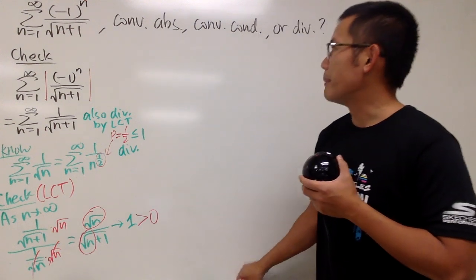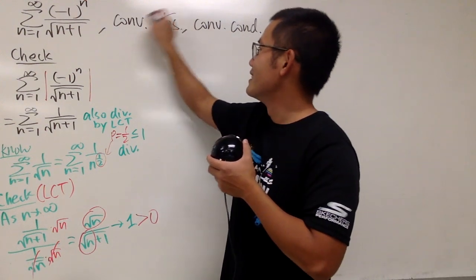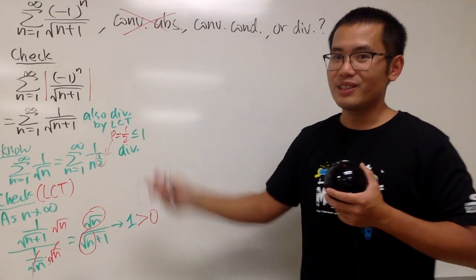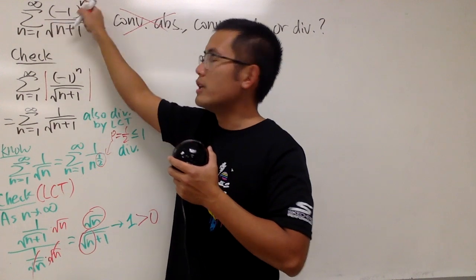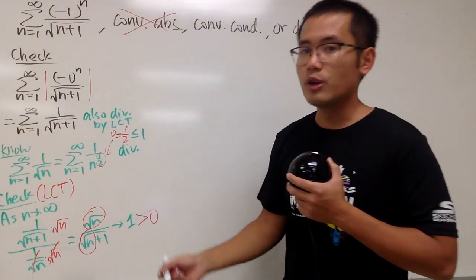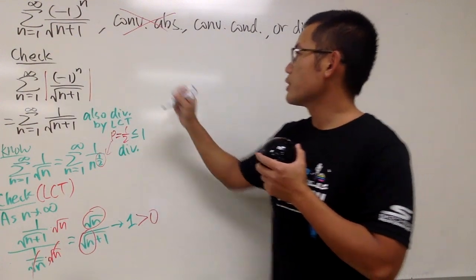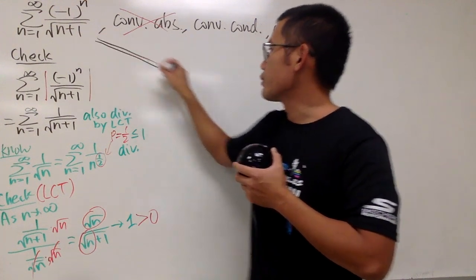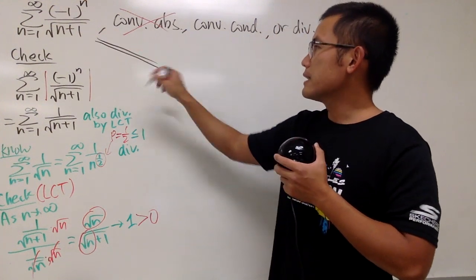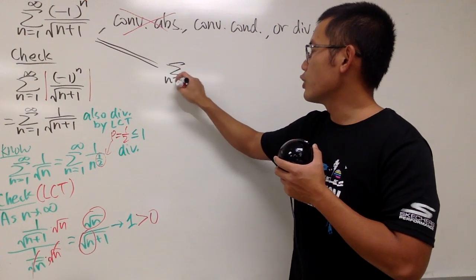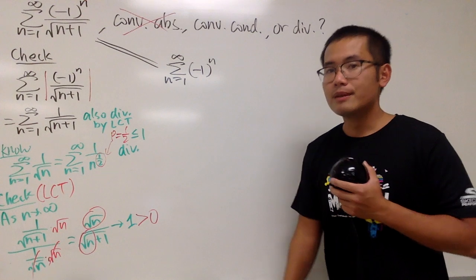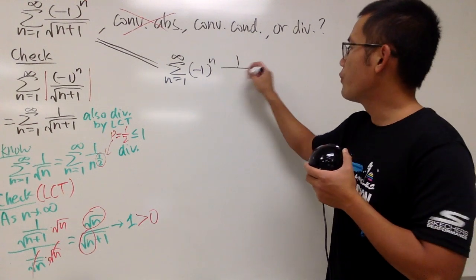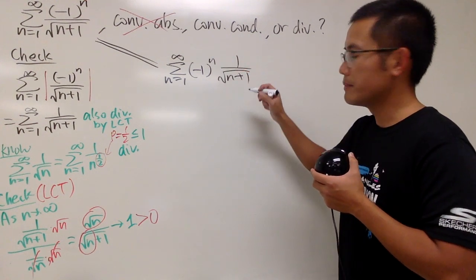So we are going to say bye-bye to the absolute convergence because the absolute value version didn't work. But we still have to check if with the negative 1 to the nth power, will the original one converge or not. So here we go. So let me just write this down right here again. And perhaps let's just rewrite it. This is the series as n goes from 1 to infinity of negative 1 to the nth power times 1 over square root of n plus 1.